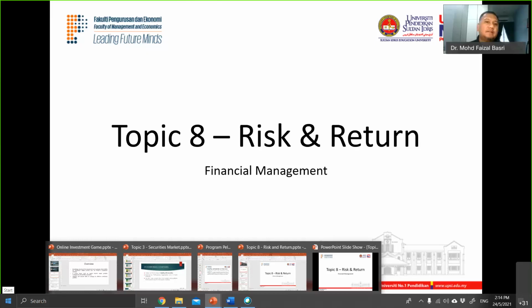So the topic of risk and return is actually very important when we talk about investment decisions. So the concept of risk and return is very much applicable when we try to do a portfolio of our investment. And basically, when we do a portfolio of investment, we are trying to reduce our risk. Anyway, let's look at the content.